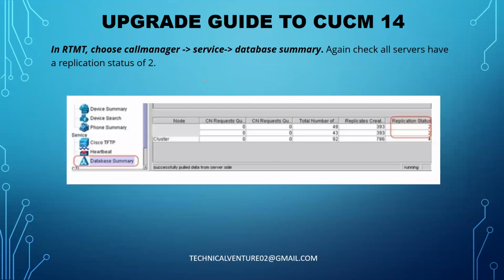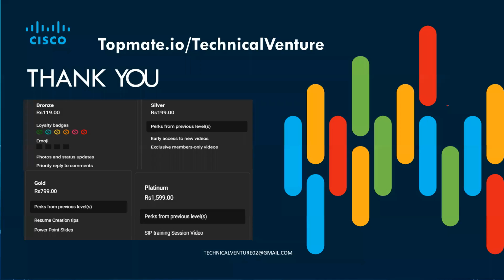Next, as I was saying, you can check via the Call Manager in RTMT. Go to Service, then Database Summary, and you can check that all servers have a replication status of 2. As you can see here, the replication status of 2 is showing up. That means all the servers are getting replicated, so everything is good right now. This is the way you can upgrade to your CUCM 14 version, and these are the benefits of the CUCM 14 version.